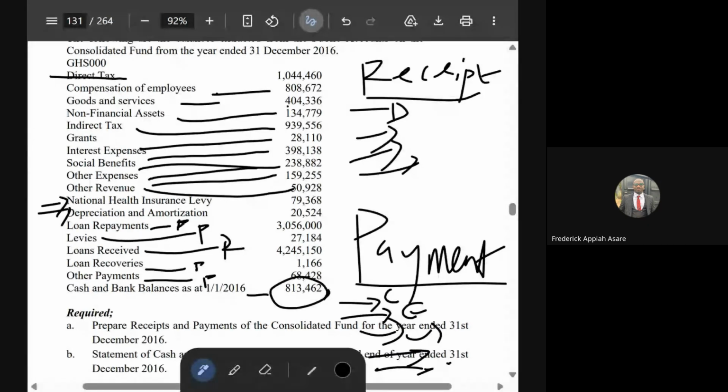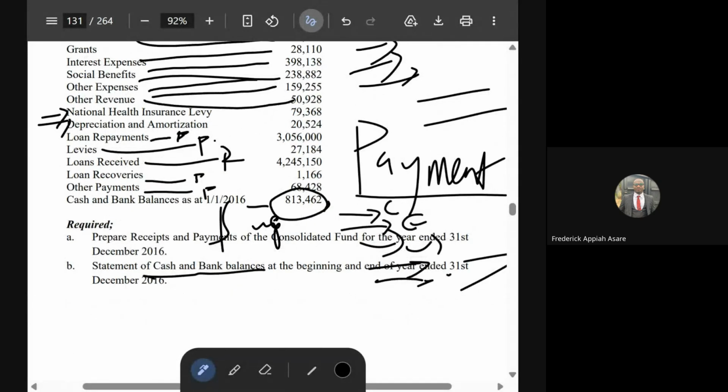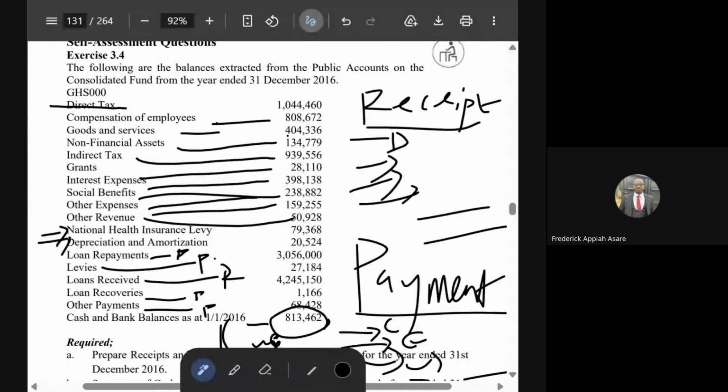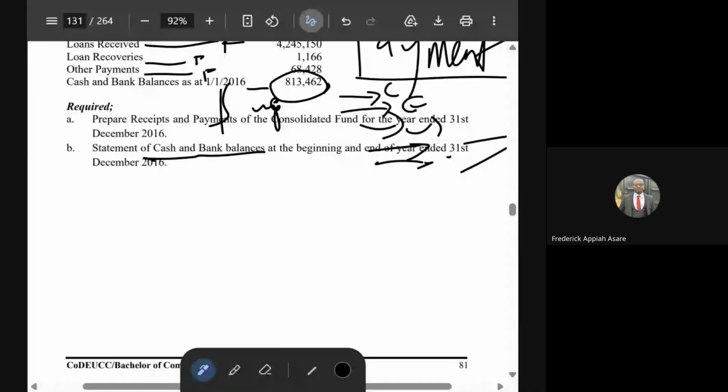We will use this one in the cash statement, so you know the difference. You get your total receipt, you get your total payment, then the difference between them gives you the surplus or the deficit. Now, the cash and bank balance is going to involve only items on cash. We will resolve this question next week.